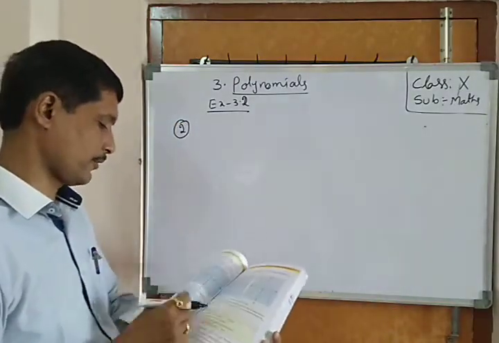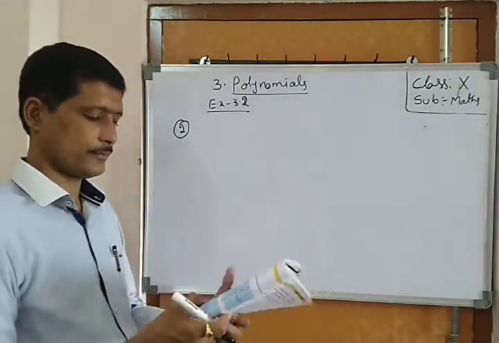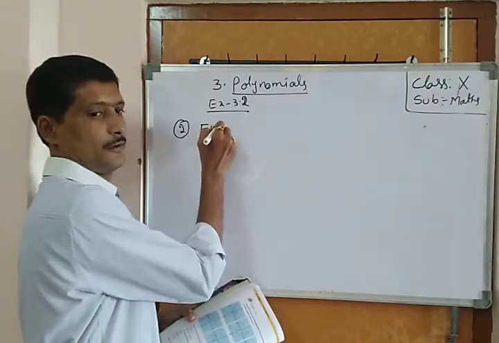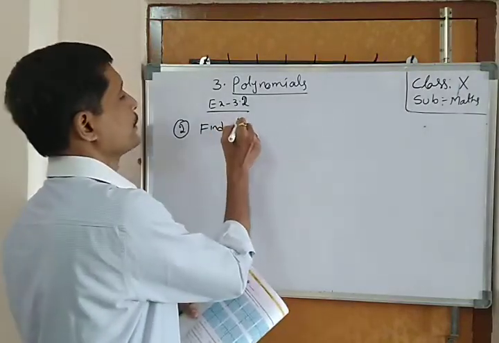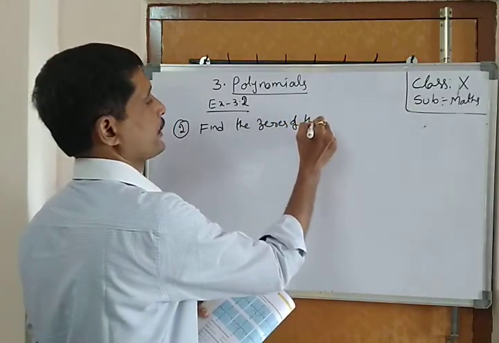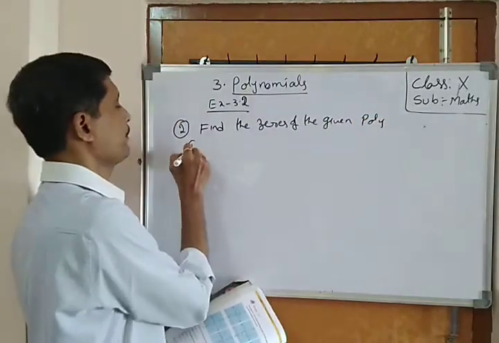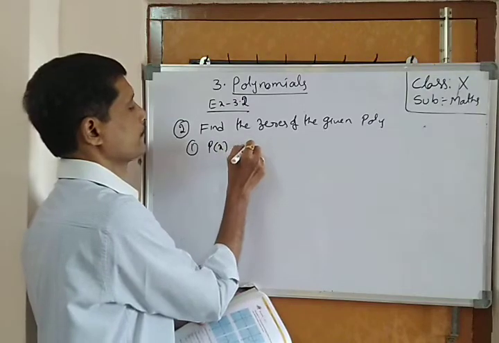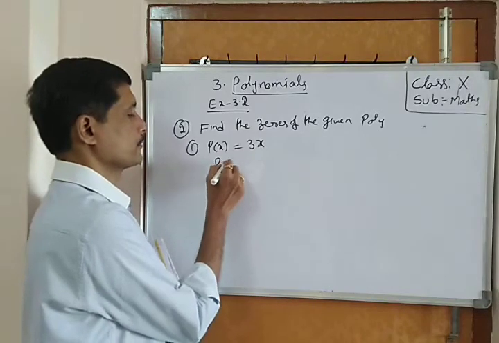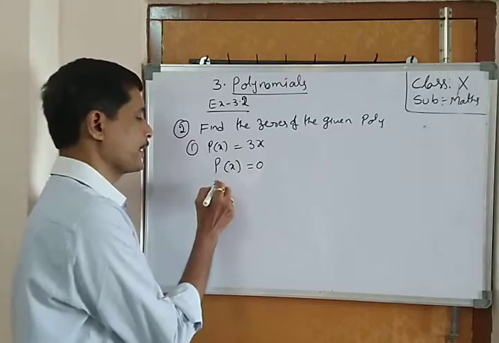Next, second exercise, second question. The first question is based on graph only. Find the zeros of the given polynomial. Here, first one, p of x equals 3x. Here, find the zeros of the given polynomial means p of x equals 0. Therefore, here p of x means what, that is 3x.